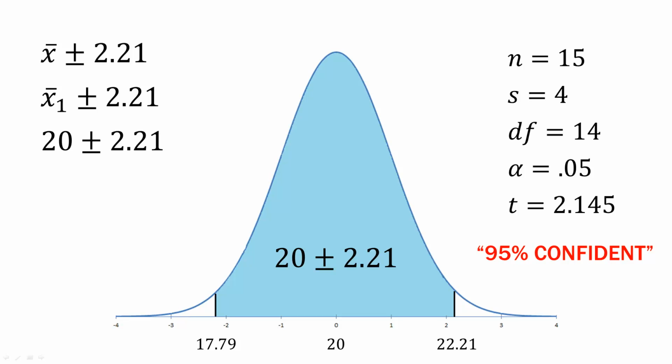So this is our 95% confidence. So what we're saying is that we are 95% confident that this interval contains the population mean. We are not saying that there's a 95% probability the population mean is in here. What we're saying is that we're 95% confident that this interval contains the population mean. The randomness is in the interval. It is not in the population mean.